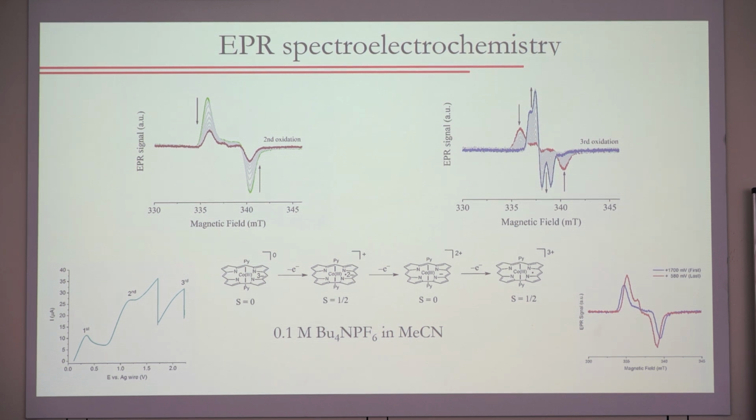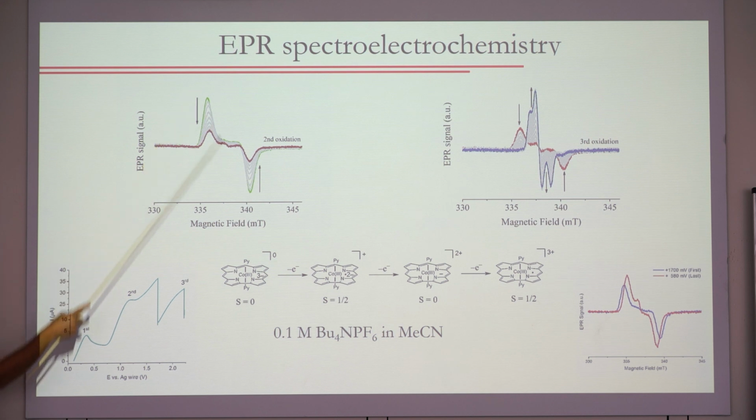So this is an example. This is what I was meant to show yesterday, but we didn't. So okay, again a corrole. You can see the first and the second oxidation, and the third one you more or less see, but it's not really well defined.